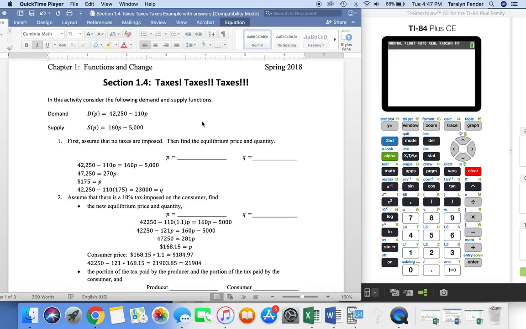Point 4, taxes, taxes, taxes. In this activity, we will consider the following functions for demand and supply. First, we will assume that no taxes are imposed. So we will use those equations to find the equilibrium price and quantity. Setting them equal to one another, we find the price is $175. Substitute that in, that gives us a quantity of 23,000 items.